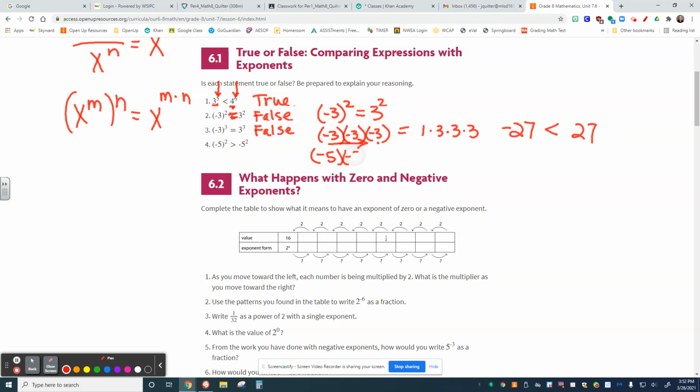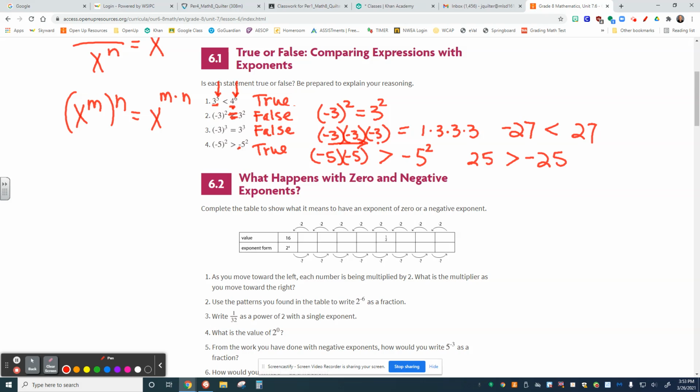Okay, and finally, the quantity of negative 5 squared is said to be greater than the opposite of 5 raised to the 2nd power. So negative 5 times negative 5 we know is positive 25. But when we talk about the opposite of 5 to the 2nd power, we know 5 to the 2nd power is 25, so the opposite of 5 to the 2nd power has to be negative 25. So in this case, this is a true statement.